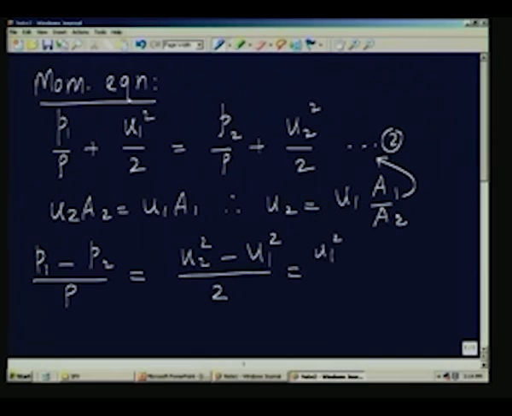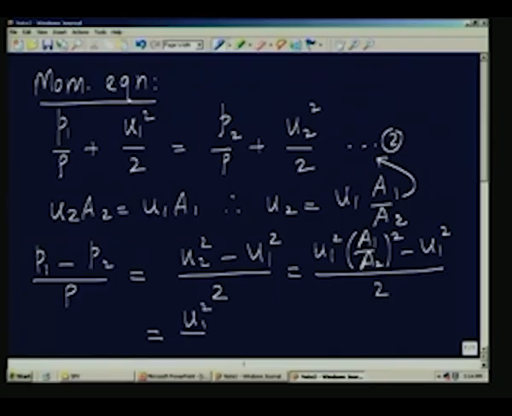and for u2 I am going to substitute, so this becomes u1 squared into (a1 by a2) whole squared, minus u1 squared, divided by 2, which will be the same as u1 squared by 2 is common, into (a1 by a2) whole squared minus 1. So, this is the equation obtained by combining equations 1 and 2.